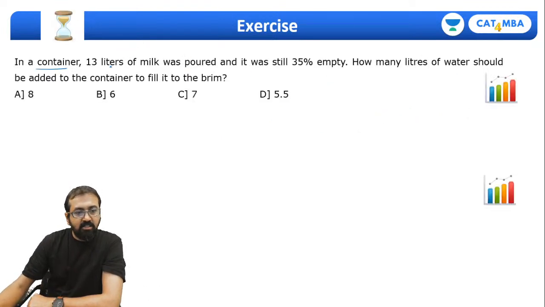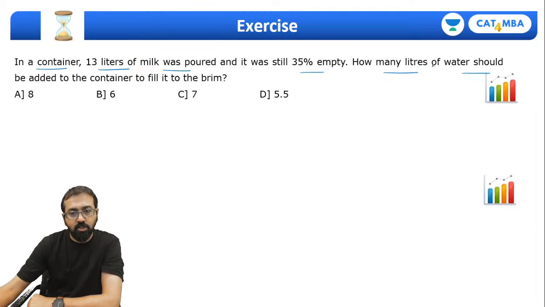In a container, 13 liters of milk was poured and it was still 35% empty. How many liters of water should be added to the container to fill it to the brim? How many liters of water should be added?